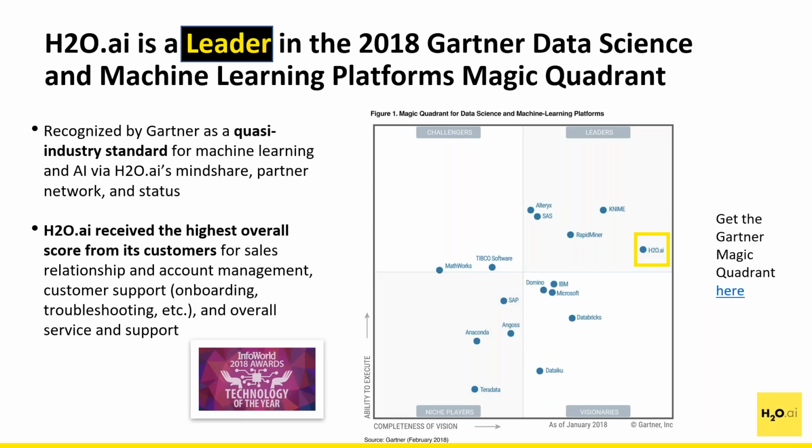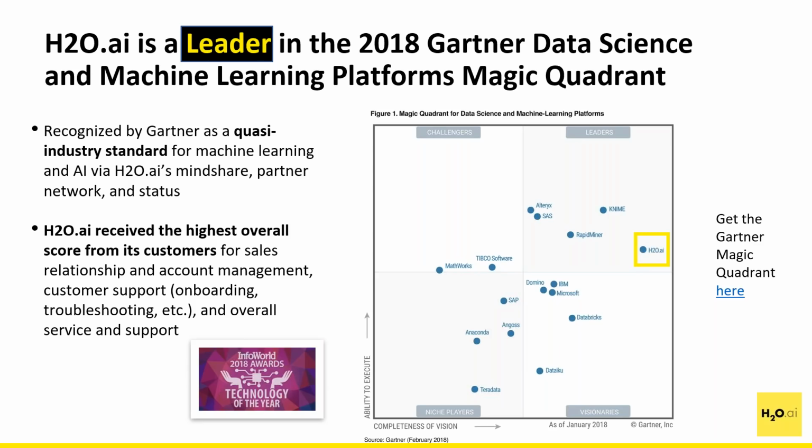But the interesting thing to note is that they named this as a quasi-industry standard. What they mean by that is that most of the other vendors in the MQ actually use the H2O open source platform under the hood. So our algorithms and frameworks are being consumed by many other companies in the ecosystem, in the space, and that's why they named this as a quasi-industry standard.